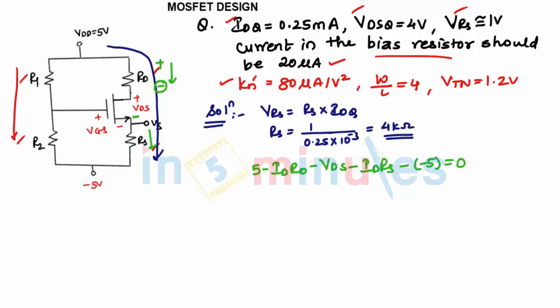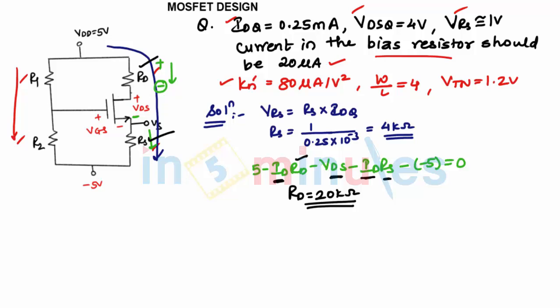So in this, what all values do we know? We know ID, yes, it is given in the question. We know VDS, yes, it is given in the question. We know ID, we have found RS, so we can find RD. When you substitute all the values, you will get the value of RD as 20 kilo ohms. So what we have done, we have found the value of RD, we have found the value of RS. Now we need to find the value of R1 and R2.